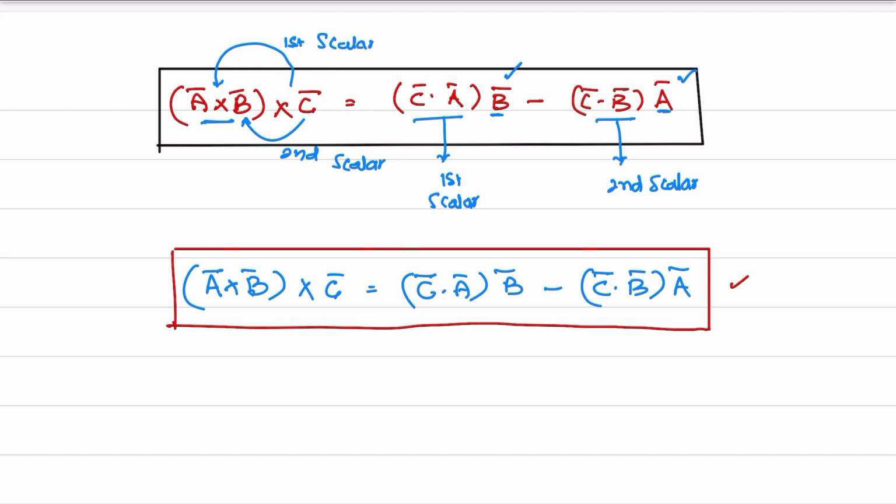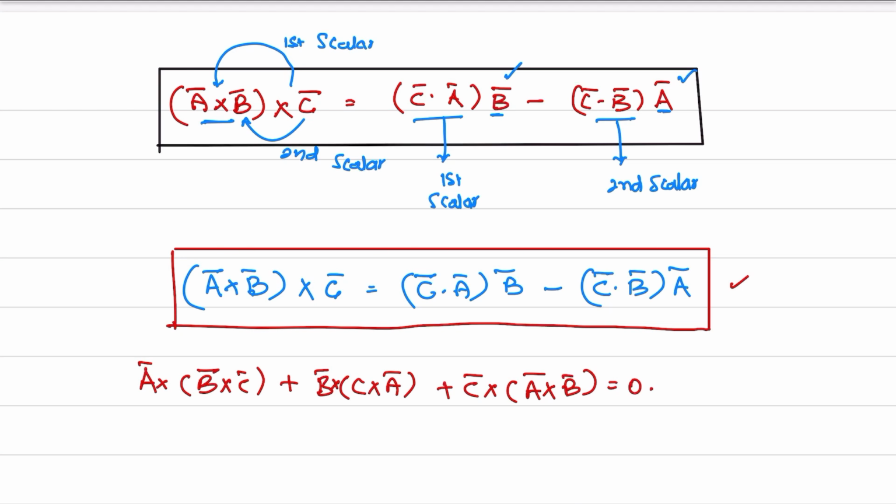And with this, another important observation is that A cross B cross C plus B cross C cross A plus C cross A cross B is equal to 0. You do it as a homework.